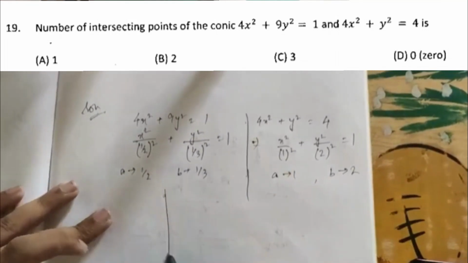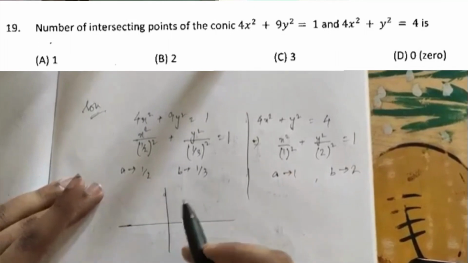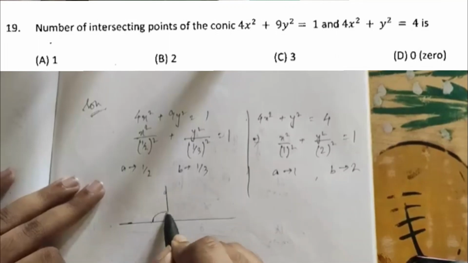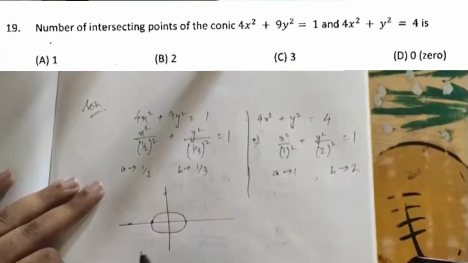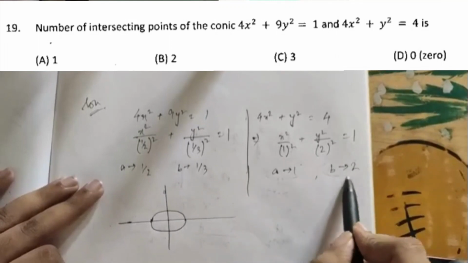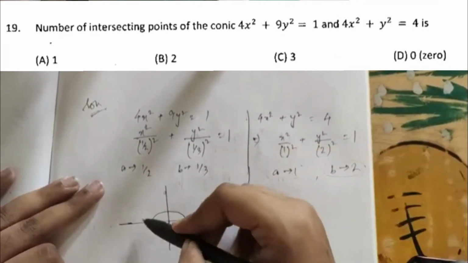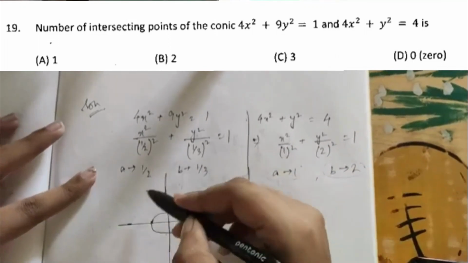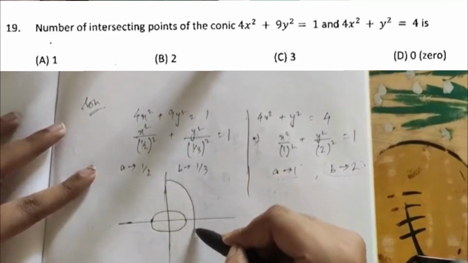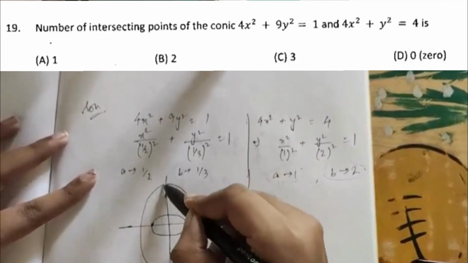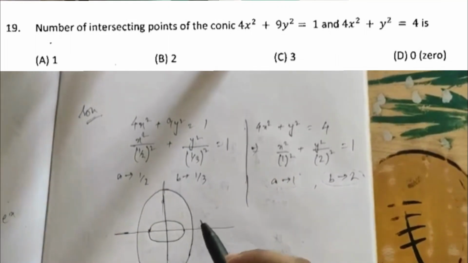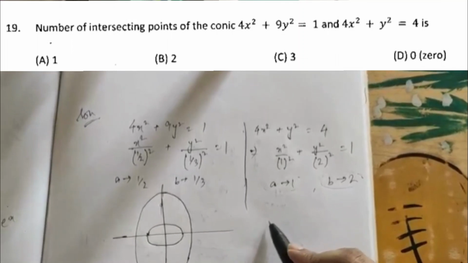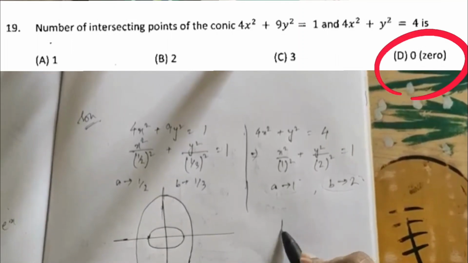These both are ellipses. In the first case a is half and b is 1 by 3, that means a is greater than b, so the ellipse will seem somehow like this. In the second case a is 1 and b is 2, so b is greater than a, and since the values 1 and 2 are much greater than half and 1 by 3, this will look much bigger than the first ellipse, somehow like this. So there are no intersecting points between the two curves, therefore no solutions. So there are zero intersection points, and the answer will be option D.